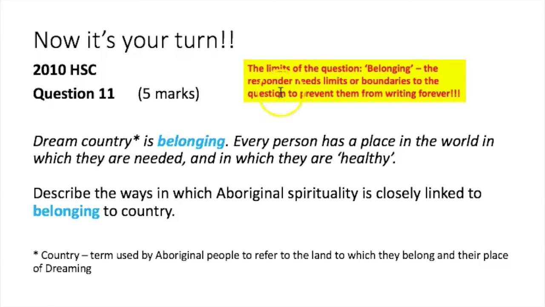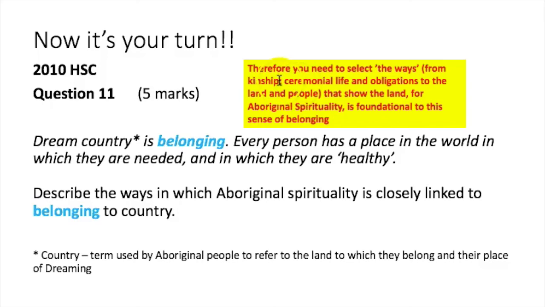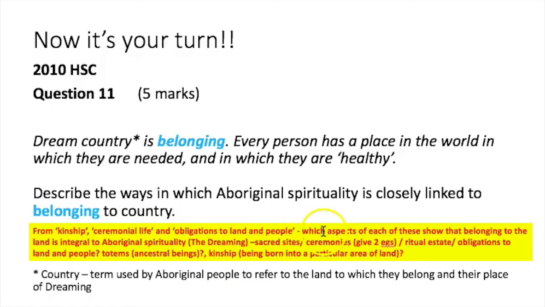This word belonging, this is basically the limits to the question. Otherwise you could write a whole heap of stuff about the dreaming, but you're specifically asked about which aspects of the dreaming, which aspects of kinship, ceremonial life, obligations to land and people, specifically relate to belonging to country. So from these three areas of study, you've got to find aspects that are foundational to this sense of belonging to land or to country. You could look at sacred sites, ceremonies, give two examples, ritual estate, obligations to land and people, but you have to link them to belonging.